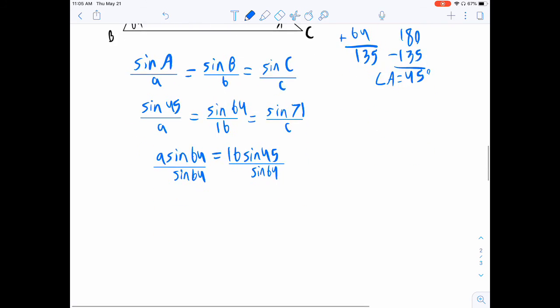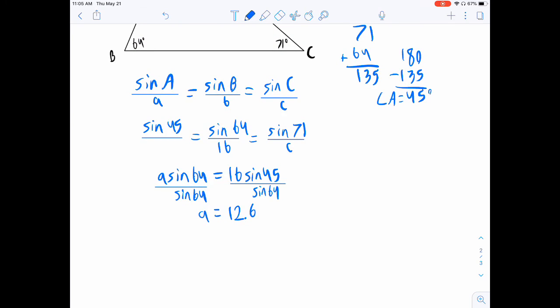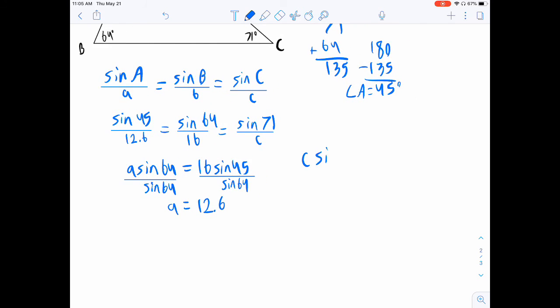And you get 12.5. Or no, actually 12.58765, which means since it's 5/8, it would round up to be 12.6. So now that we can put 12.6 back into our law of sines, we have to solve for side C. So we'd set this up by saying C sine 64 is equal to 16 sine 71. You divide both sides by sine 64.